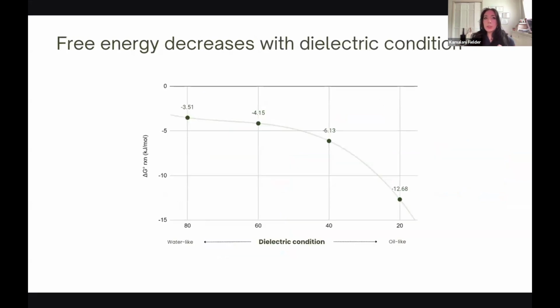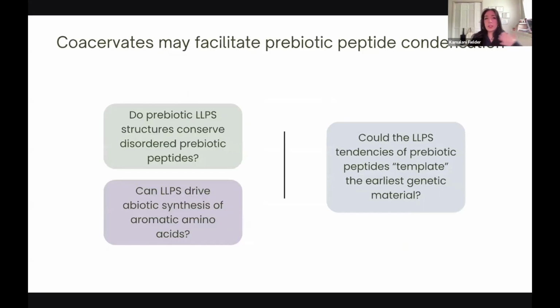Okay, so what do we get out of all of this? We see that as dielectric constant decreases, meaning the environment becomes less polarizable and more oil-like, the reaction does become more and more thermodynamically favorable because delta G gets lower. So actually, as we get lower and lower, delta G starts to decrease more and more. So in a coacervate environment, our condensation reaction would seem to be favored, and this supports the hypothesis that coacervates could have acted as sites for prebiotic peptide synthesis. So just to conclude, our takeaway here is yes, coacervates consisting of disordered peptides could facilitate prebiotic peptide condensation.